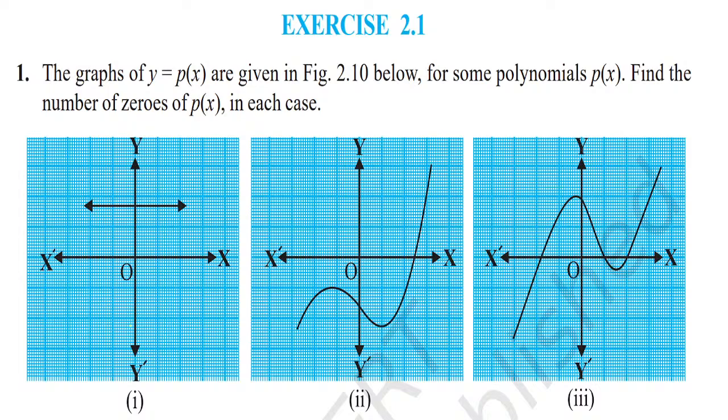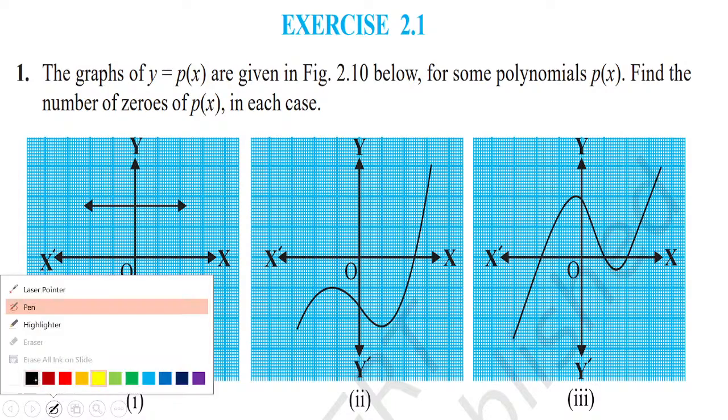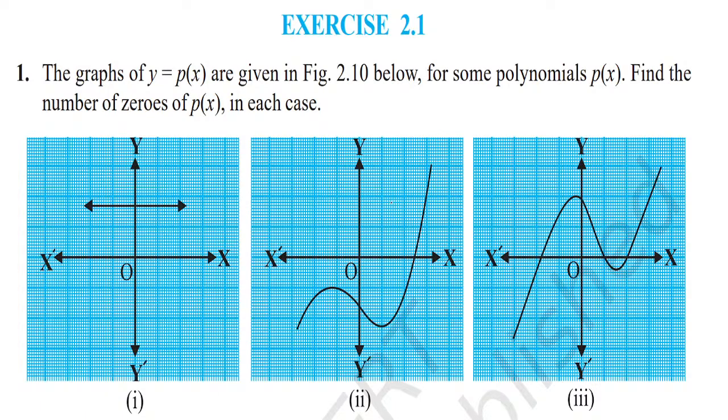The graph of y is equal to p of x is given. We can see three graphs over here, and we are asked to find the number of zeros. In the first graph, we can see a line parallel to the x-axis, and this line is not cutting the x-axis anywhere. So how many zeros are over here? No zeros.